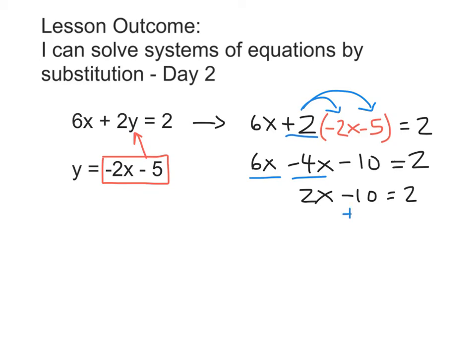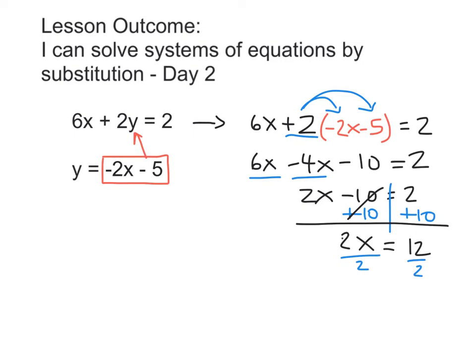We will now add 10 to both sides of the equal sign. Pay attention to that equal sign, right? And we get 2x equals 12. And again, divide by 2 on both sides of the equal sign. And x equals 6. Remember, when we're done with a system of equations, it is when we have a solution that is both an x and a y value.